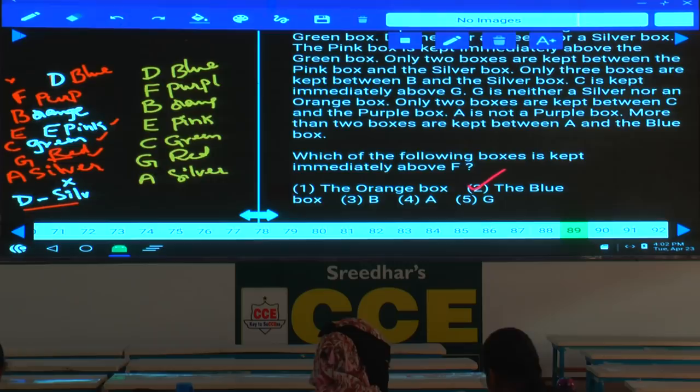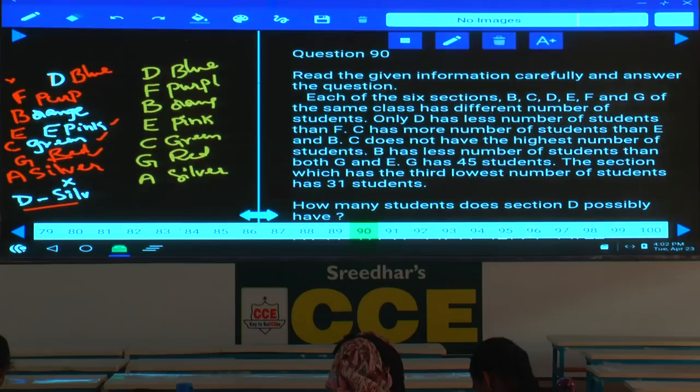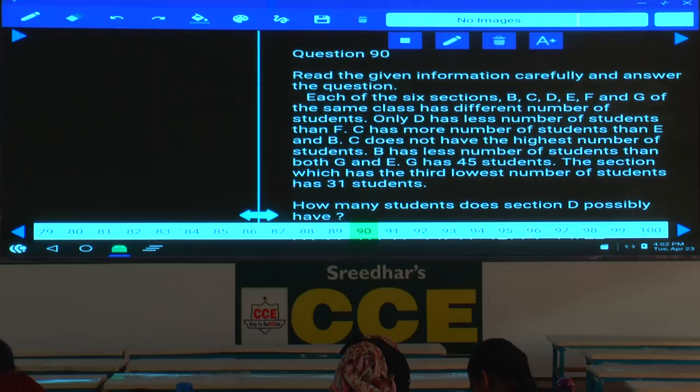Questions 90 to 92. In question 90, each of the 6 sections, how many sections are there? 6. B, C, D, E, F and G of the same class have different numbers of students. 6 sections were there.